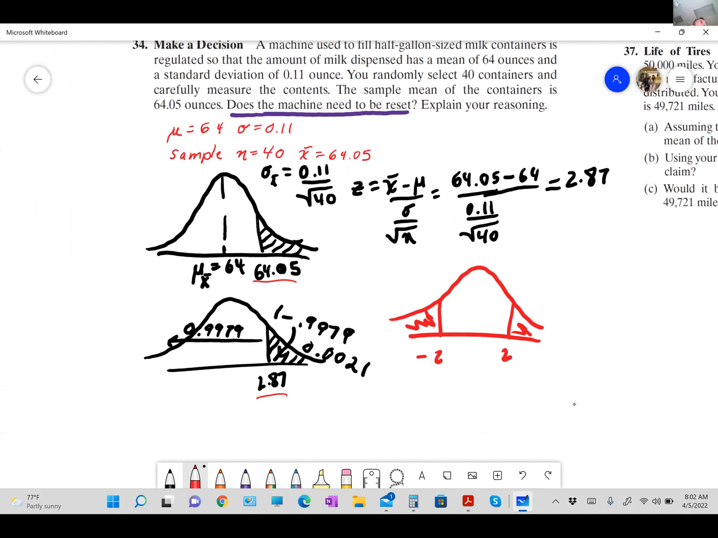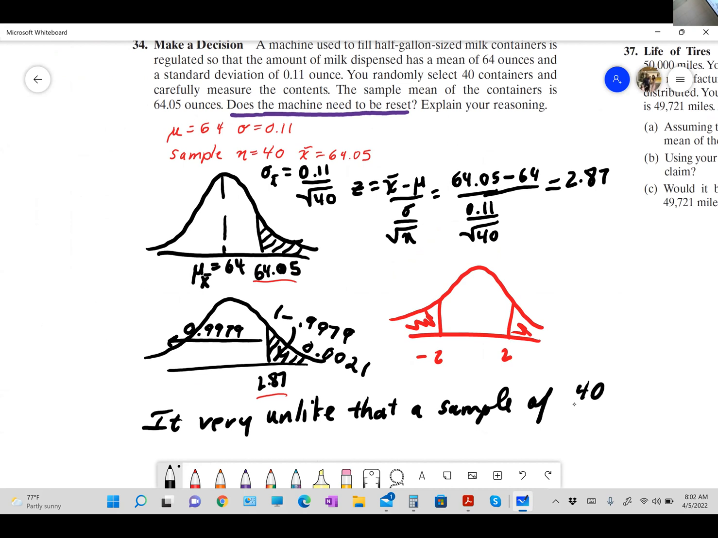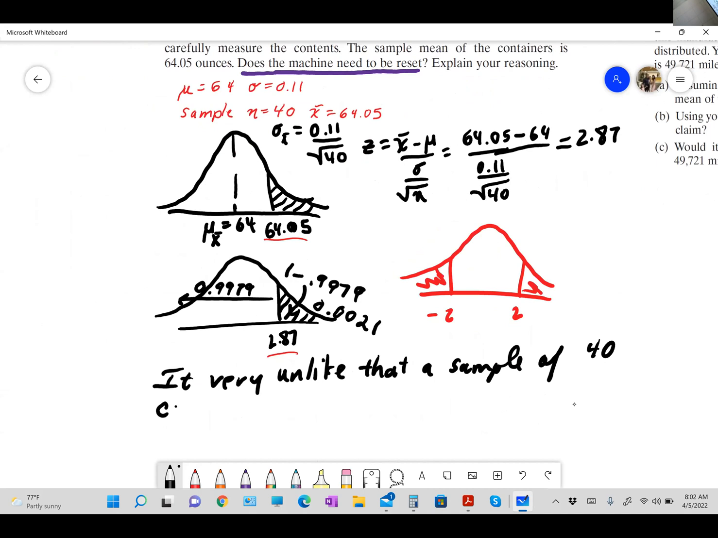I'll write it here, I guess. It's very unlikely that a sample of 40 containers would have a mean of 64.05.